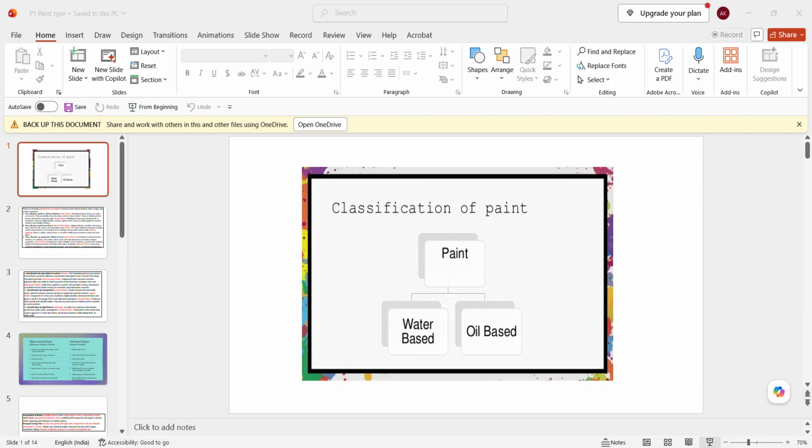Then the difference between synthetic enamel paint and epoxy paint. Enamel paint, I have told you, is oil based. Epoxy paint is made of resin combined with a hardening catalyst. Once it is used, epoxy is extremely strong, extremely corrosion resistant, long lasting, with stable chemical resistance, but its cost is very high.